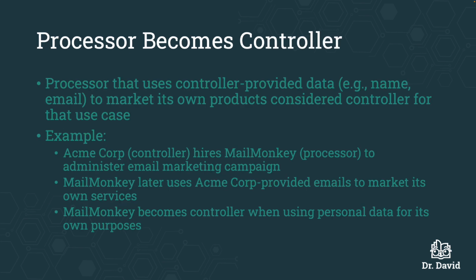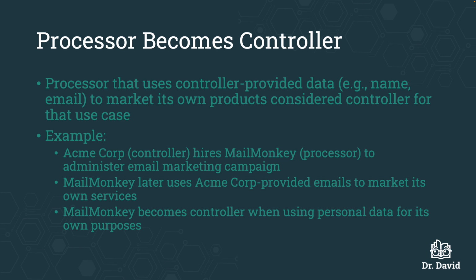For our final slide here, again, just coming back to a point that we've already talked about, it's possible that a processor can become a controller. So a processor that uses controller-provided data to market its own products is considered a controller for that use case. And so if a controller provides a processor with their own data and says, hey, this is how I want you to process this data, this is the deliverable that I want, as long as the processor processes within those confines, then the processor is a processor. However, if the processor takes that data and determines a separate activity, if they determine the purpose and means, a new activity for that data, then the processor becomes a controller.